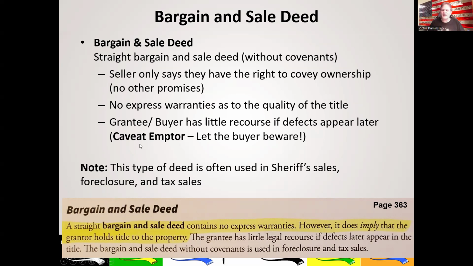So caveat emptor is how you pronounce that. You could add that to your definition list, a little more Latin. It's not pronounced caveat emptor. It's caveat emptor. It means let the buyer beware. Do your own due diligence. Get a title search before you buy that property.